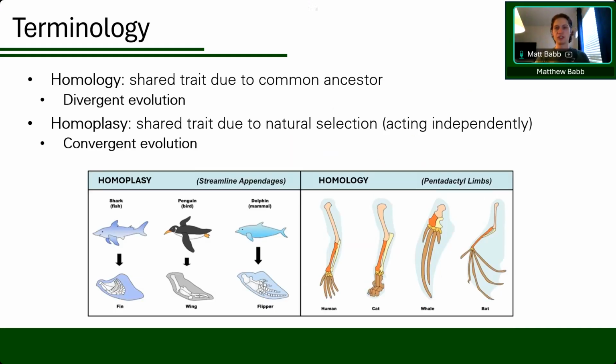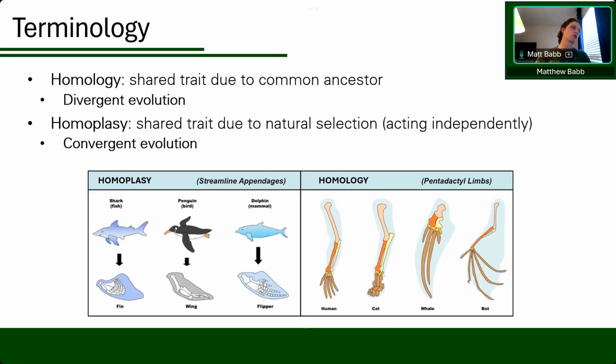Homology is going to be the first term we talk about. This is a trait that's shared by two or more species due to a common ancestor. For example, all female mammals produce milk for their offspring, and this is because all mammals share a common ancestor that also produced milk. Or, for example, the bones in a mammalian hand are all similar, even though some mammals grab things, some use them to run, some use them to swim, some use them to fly, right? They all evolved from a common ancestor that had those same bone structures. And so that is an example of a homology.